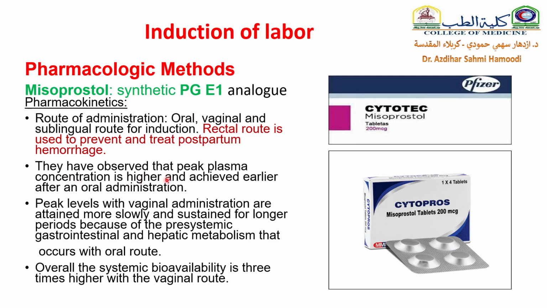They have observed that peak plasma concentration is higher and achieved earlier after an oral administration. The peak level with vaginal administration is attained more slowly and sustained for longer periods because of the pre-systemic gastrointestinal and hepatic metabolism that occurs with oral route. Overall, the systemic bioavailability is 3 times higher with the vaginal route.